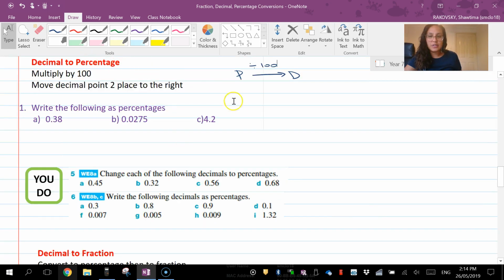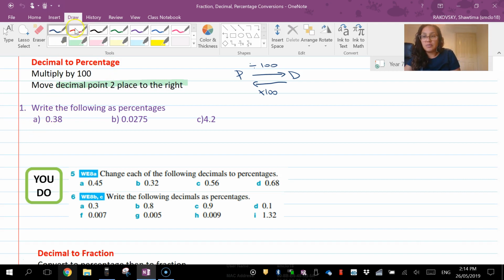So here we are, decimals to percentage. Remember from the other video, percentages to decimal, you need to divide by 100. So if you're going the other way, decimals to percentage, the inverse of that would be to multiply by 100. And the shortcut for that is move your decimal 2 places to the right. You can think of it as left, getting smaller, right, getting bigger.